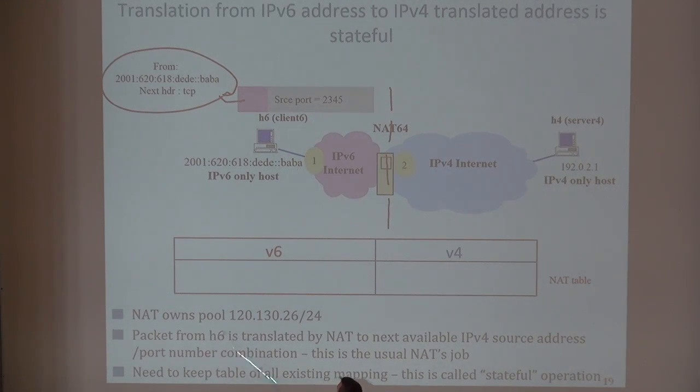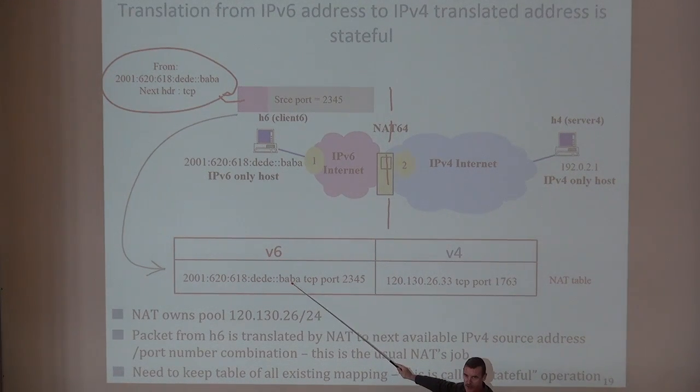So if this packet comes from that address, this long IPv6 string, it will be translated to this address. And because we don't want to reserve one IPv4 address for every separate IPv6 address, we may use the same address several times. We will also do port mapping. So we will translate the port number so that we can reuse this same address for multiple IPv6 hosts here. So it is a stateful operation.